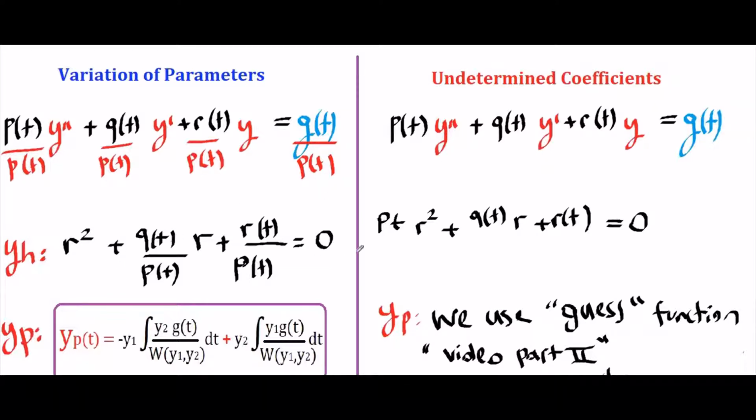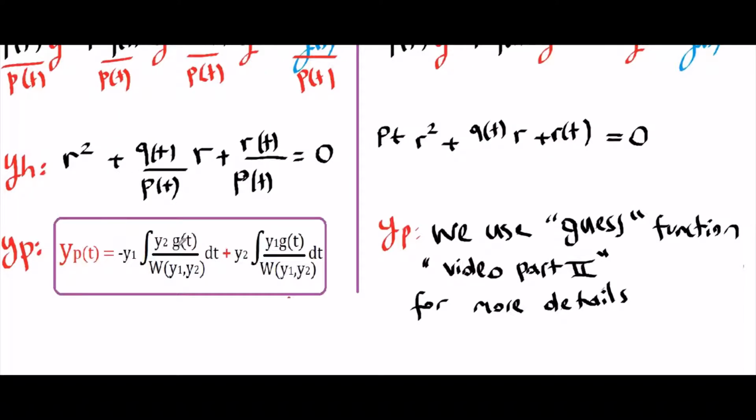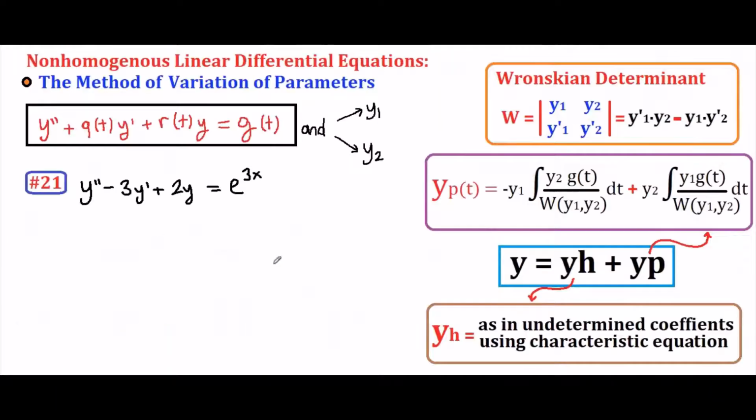Y homogeneous part is the same for both, so we convert it into a characteristic equation and then solve the quadratic function. And for y particular, for variation of parameters, we use the formula above, and for undetermined coefficients, we use our guess function as we did in video part 2. So a disadvantage of variation of parameters can be computing the integrals. Some of the integrals might not be easy to compute. So let's start with one problem and see step by step how we do it.